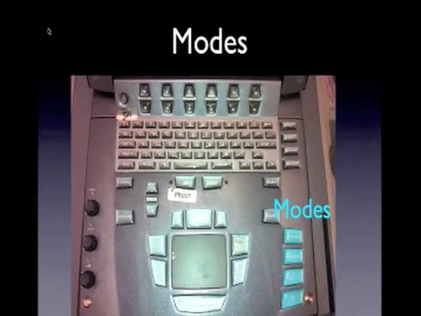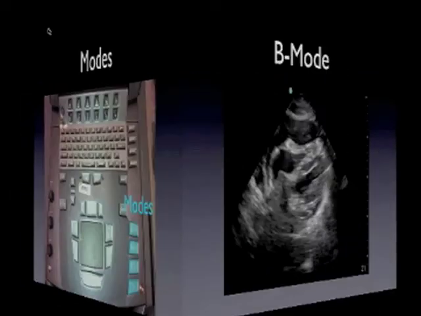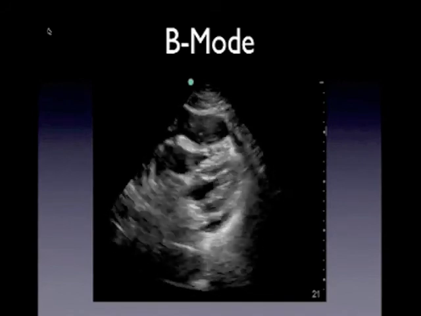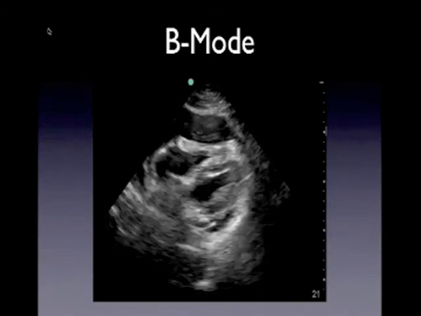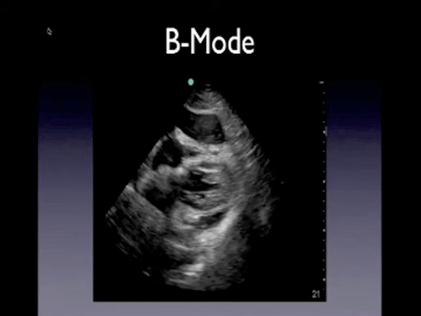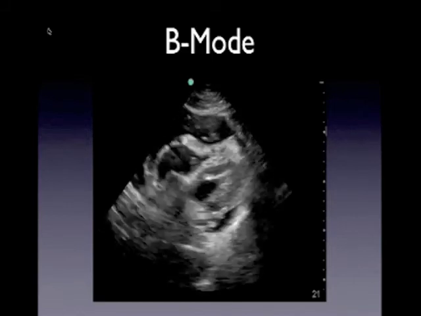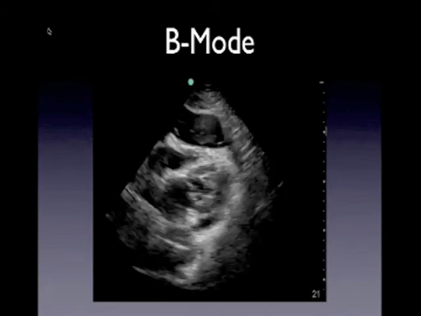Now let's discuss the various mode functions on our control panel. Using B or brightness mode, we see a two-dimensional grayscale image. This is a subxiphoid view of a heart with a pericardial effusion causing cardiac tamponade.